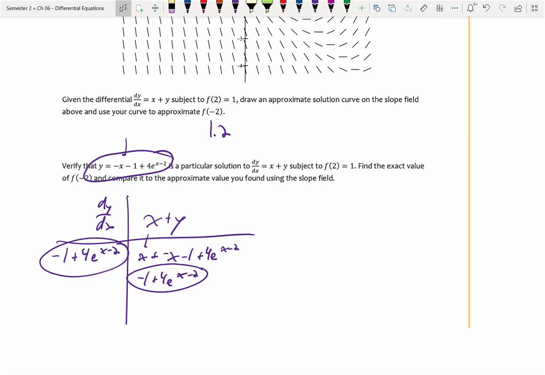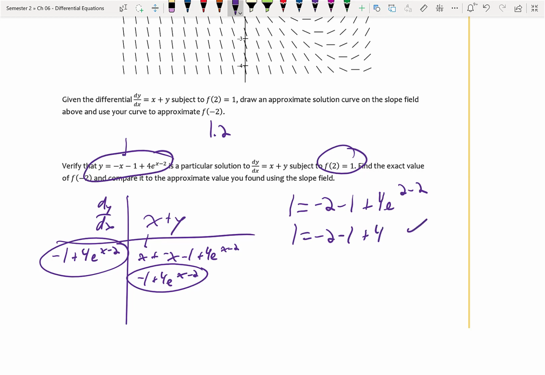And then it says subject to f of 2 is 1. I actually need to verify that that's true, because I could be lying about that. So if I plug in 1 for y and 2 for x, is this a true statement? So plus 4e to the 2 minus 2. So is 1 equal to negative 2 minus 1 plus 4? Yeah, that's true. So my initial condition is okay, and my particular solution to this is okay. Meaning, this is actually a solution at that point.